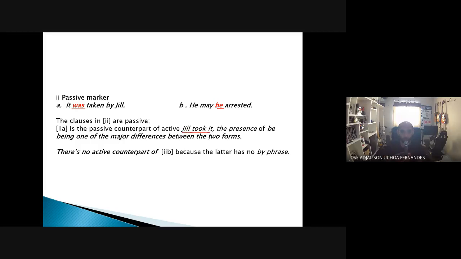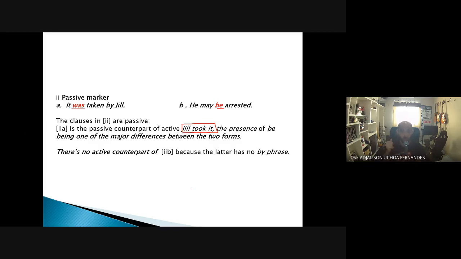So what do I mean by passive counterpart? It is the passive version of Jill took it. It's a paraphrase of Jill took it, the presence of be being one of the major differences between the two forms. So the new element here, from Jill took the book to the book was taken by Jill, is the presence of the verb to be.